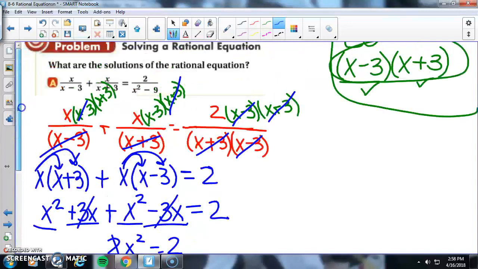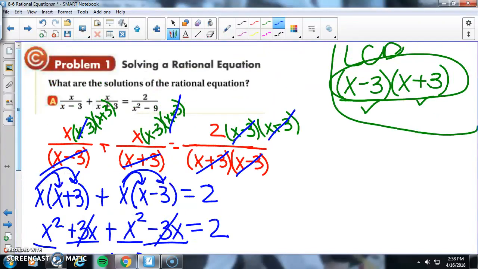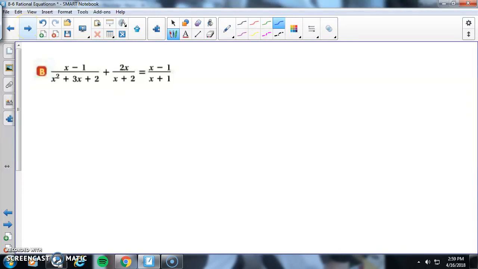Before I box that in, I need to check my answers, and we check by plugging them in. You guys try this one, and that is solving rational equations.